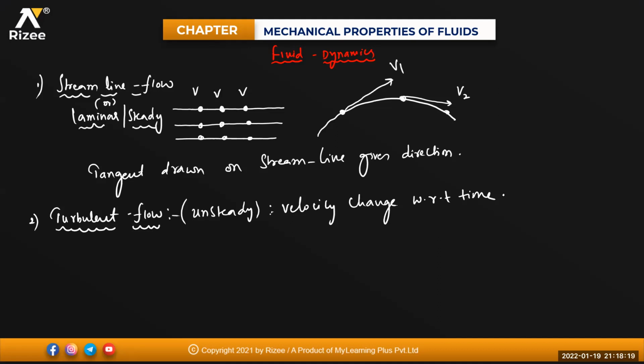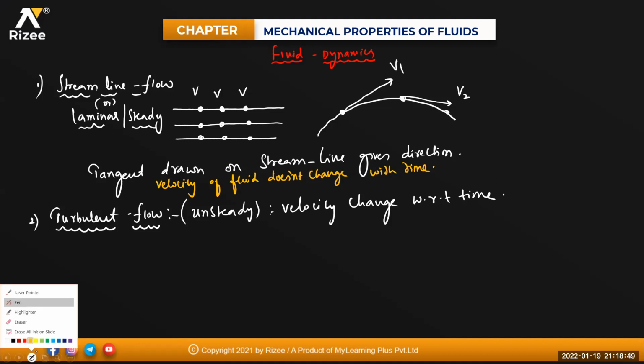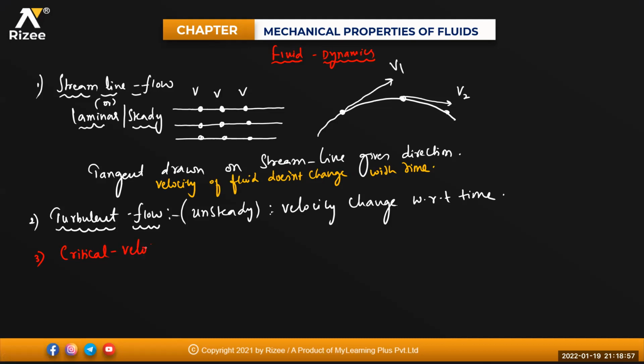In streamline flow, the velocity of the fluid doesn't change with respect to time. So I'll write that one with another pen, so we get clarity. In this one, velocity of fluid doesn't change with time. If it is changing with respect to time, that is called turbulent flow. Clear? Third one is critical velocity.